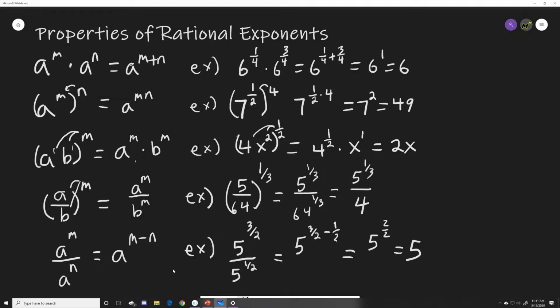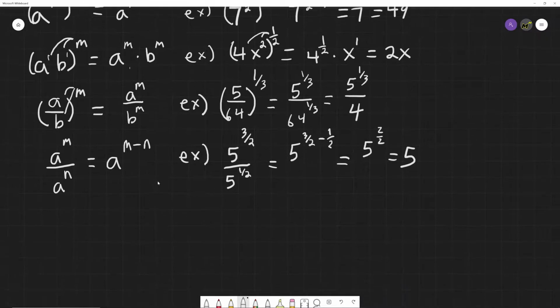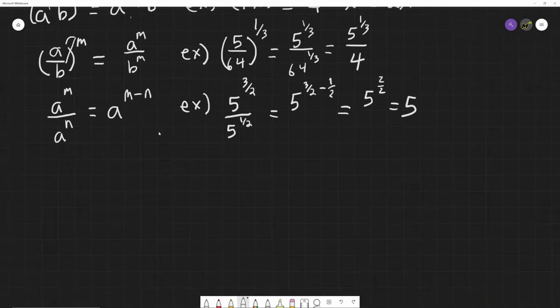Alright, the last property, let's scroll down a little bit. The last property is going to look like this. We have a to the negative m power. All these we had positive exponents. This one, let's have a to the negative m power. Whenever you have a negative exponent, usually in your final answer you don't want to have a negative exponent. So the reciprocal would just be 1 over a to the positive m power, just like that.